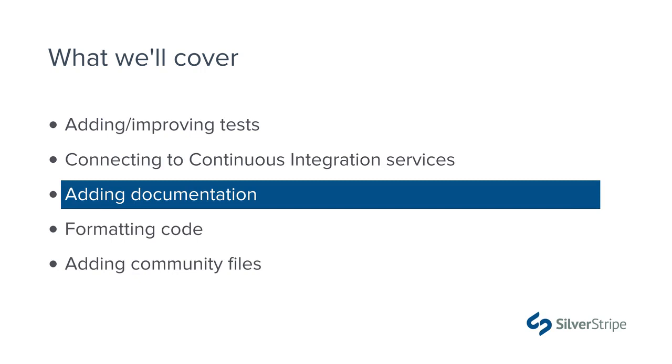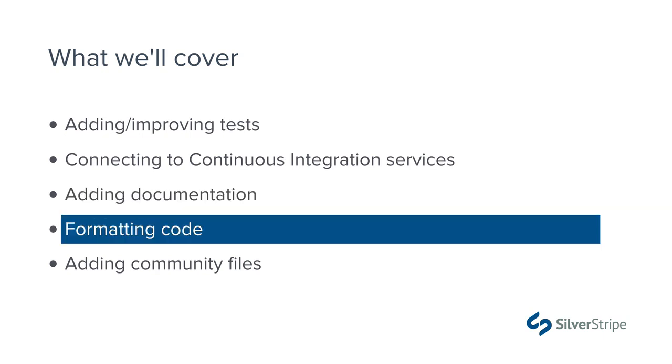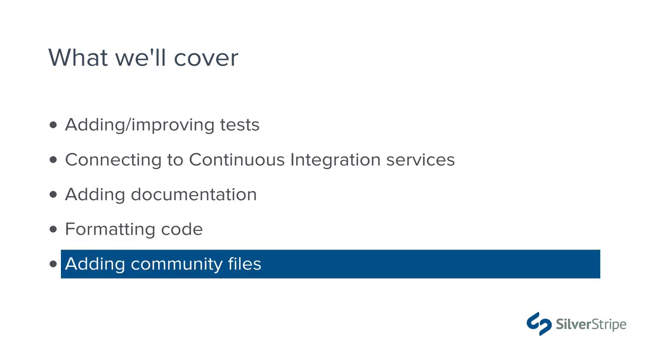We'll document our module and learn about some of the ways SilverStripe uses this documentation to power silverstripe.org. Then we'll learn about new code style guidelines and use tools to format our code automatically for us. Finally, we'll add a few community files. These will help us get new users to grips with our module and new contributors to know exactly how they can contribute to our module. We've got a lot of exciting new stuff to cover, so let's get to it.